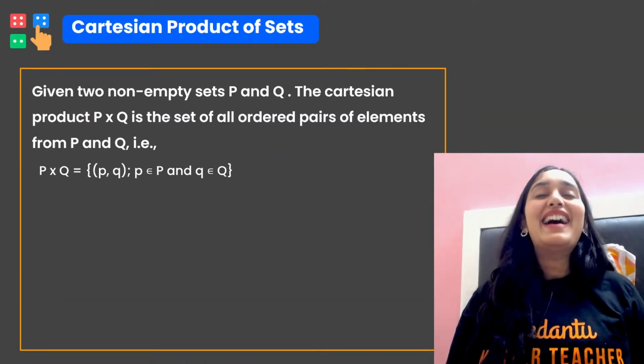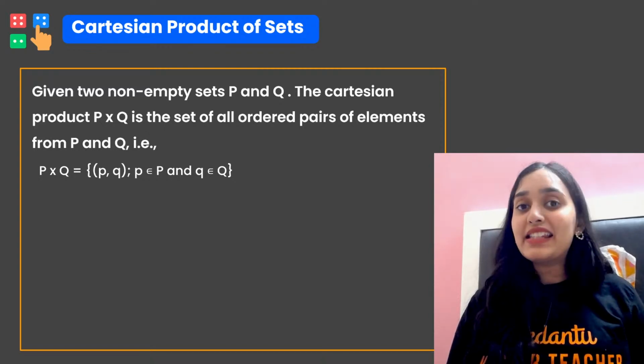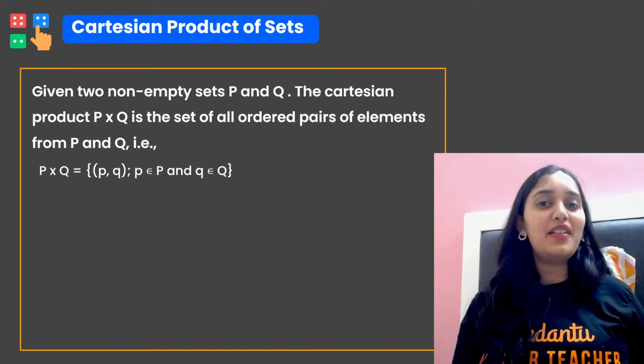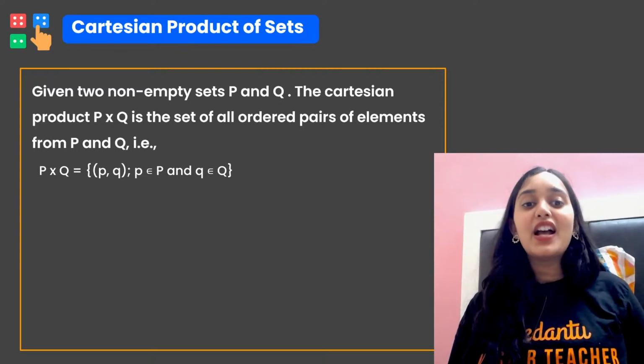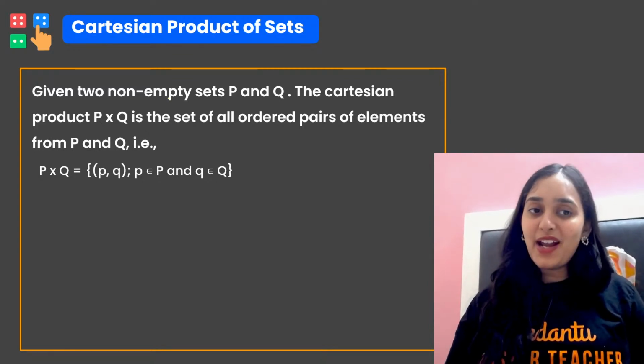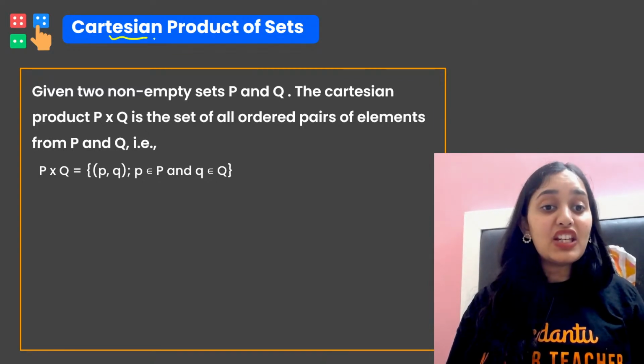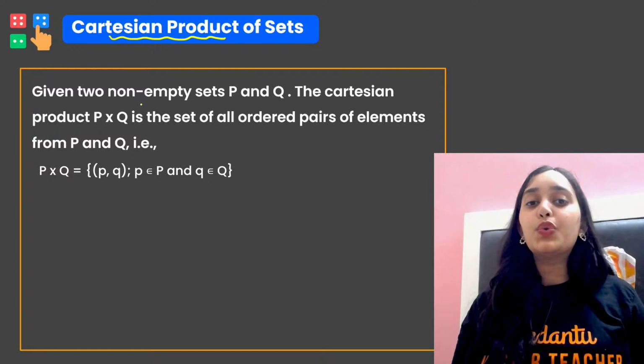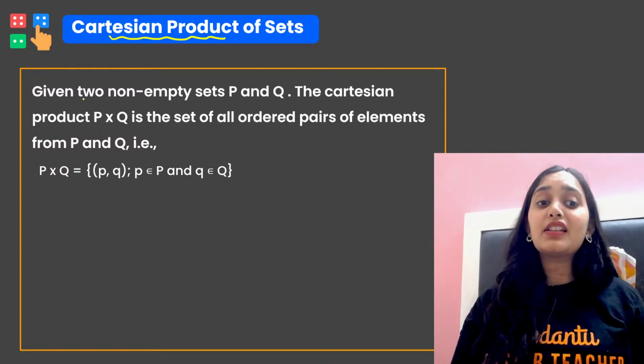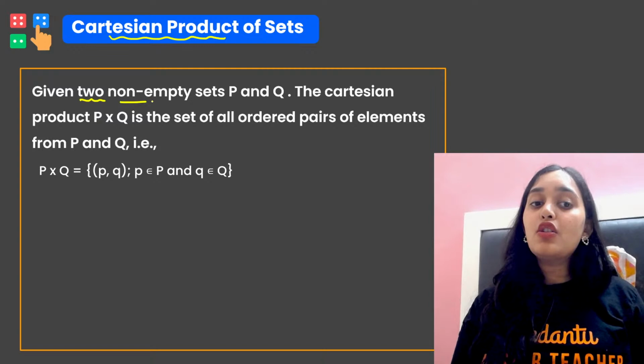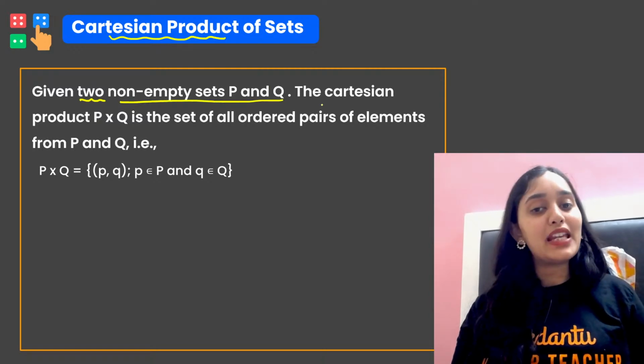All right. Now let's understand why we are studying ordered pairs. What is the use of them? Basically, we are now going to learn about the Cartesian product of two sets. Suppose you have two non-empty sets P and Q.